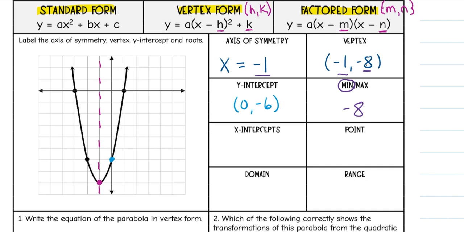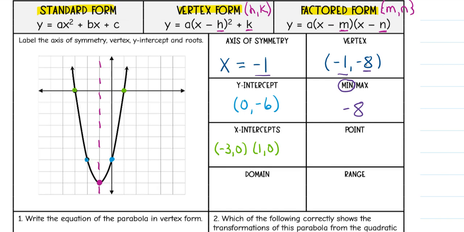Now our x-intercepts are the places where the parabola touches or crosses the x-axis. Our parabola crosses at 2 points. It crosses at -3, 0, and at 1, 0. And I'm listing these as ordered pairs. Just be careful that if you list them just as -3, 1, you would not want to use parentheses, but rather solution brackets.